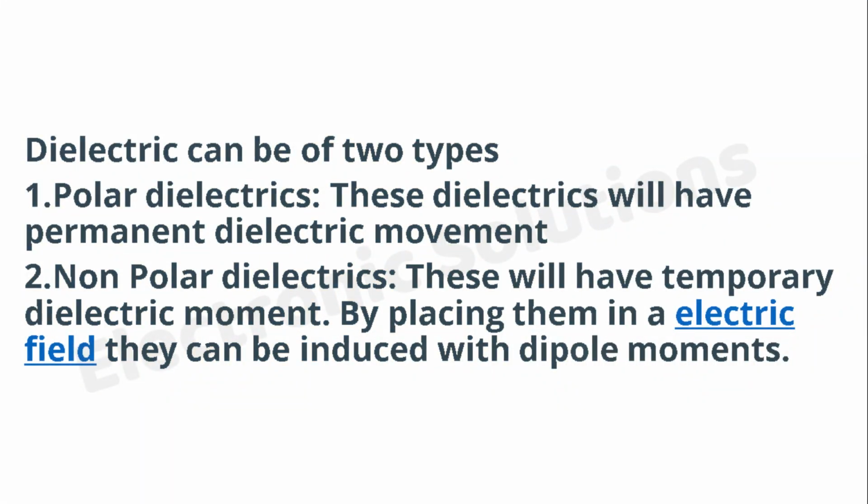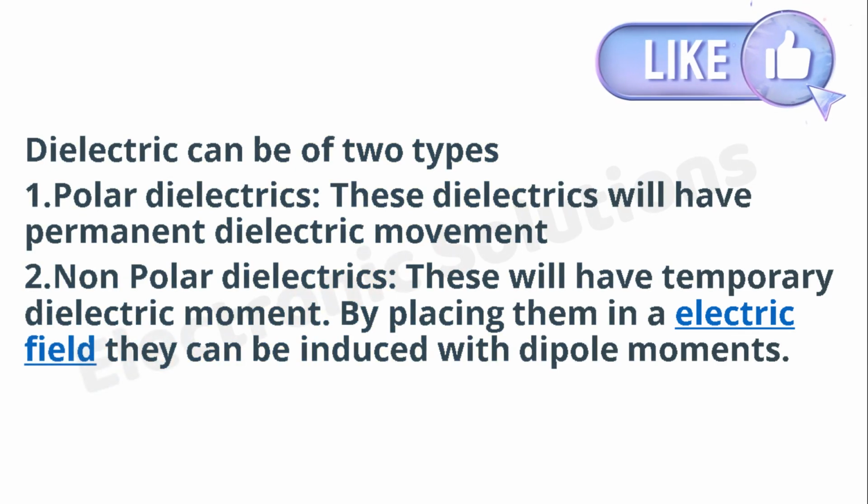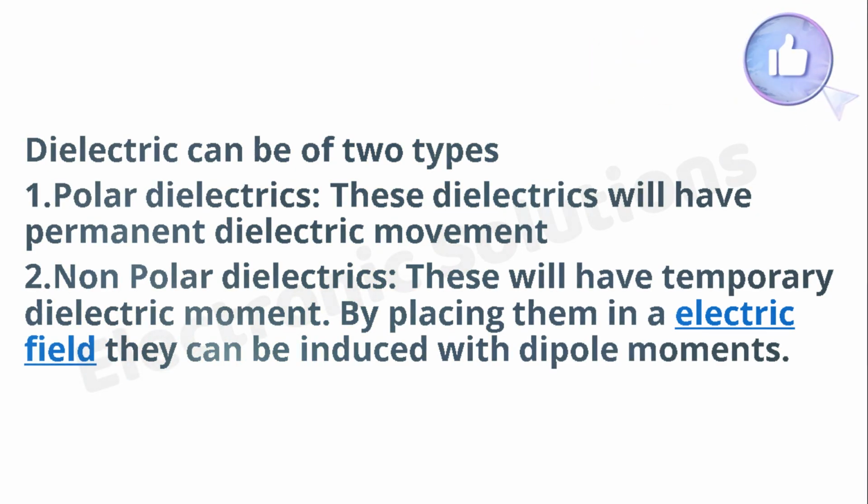Dielectrics can be of two types. Polar dielectrics, these dielectrics will have a permanent dipole moment. Nonpolar dielectrics, these will have a temporary dipole moment. By placing them in an electric field, they can be induced with dipole moments.